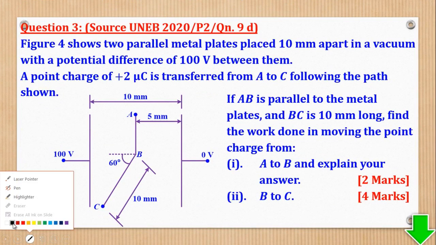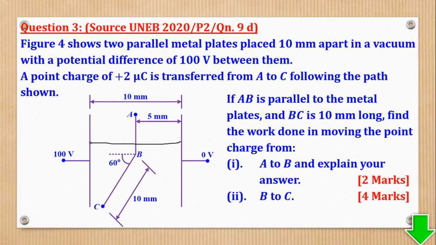Where is it coming from? We know that from here up to here the potential difference is 100. But this is midway. If you look at this, this is half of this. Therefore the potential difference must be half. And to get that half, we take this distance over this times this potential difference. That's how we get the 50.